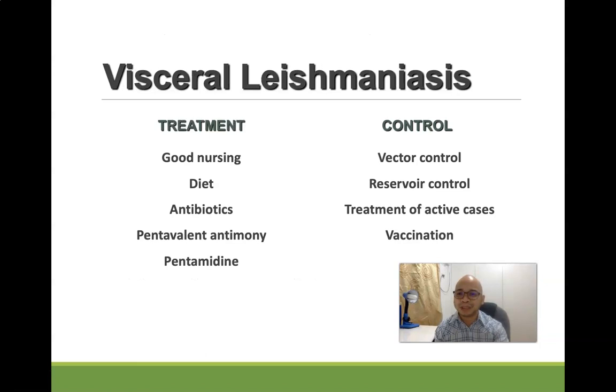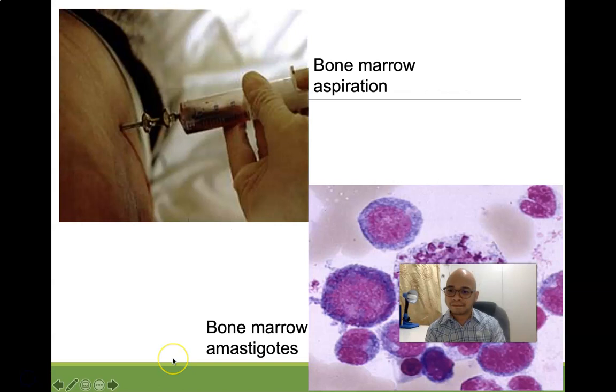Fortunately, treatment is actually possible. Good nursing means that there should be supportive treatment, diet, antibiotics. Pentavalent antimony and pentamidine were actually used for treatment. And for control, we can control it by controlling the vector and the reservoir. And then we have to treat active cases. And for some countries where visceral leishmaniasis is endemic, a vaccination program is available.